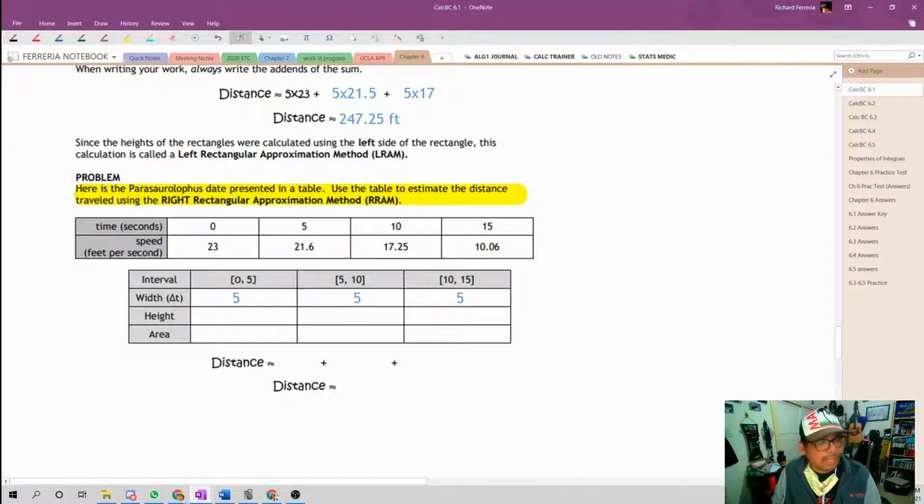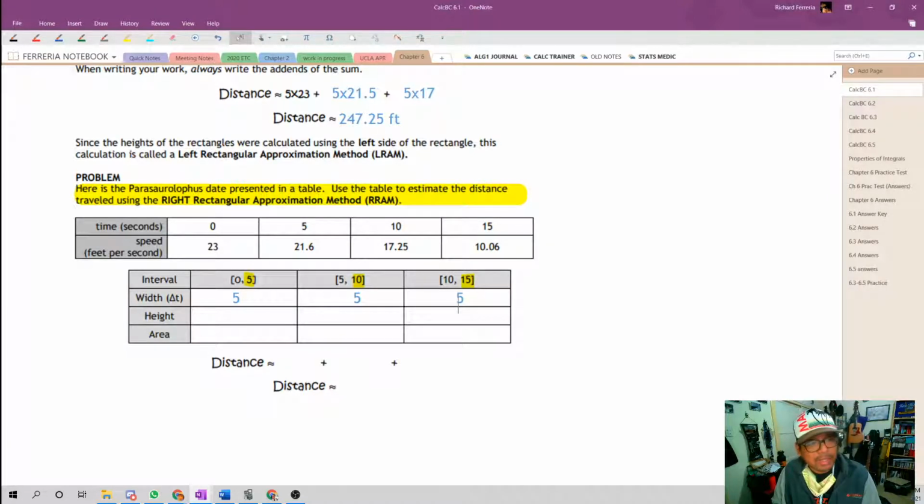Of course, each rectangle is about 5 in width. And we want to do the height on the right side. So what I'm going to do is I'm going to highlight the number on the right side of the interval. And those highlighted numbers, that's where we're going to get the height of the rectangle on the right side of the interval. It's a pretty aptly named process. So let's figure out the height on the right side.